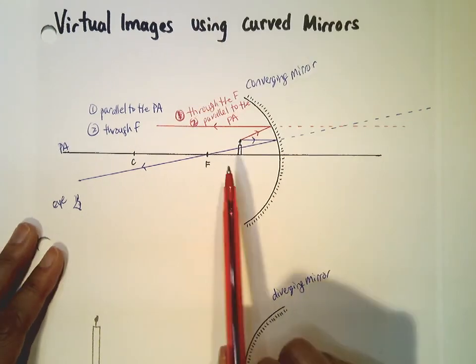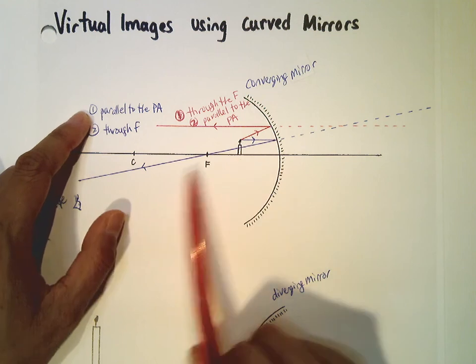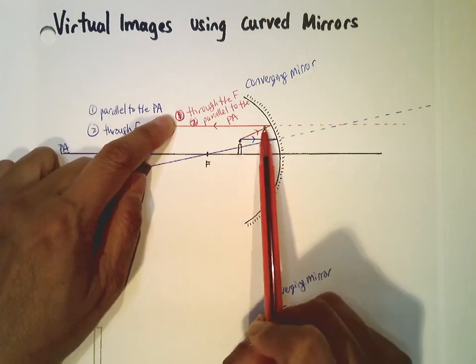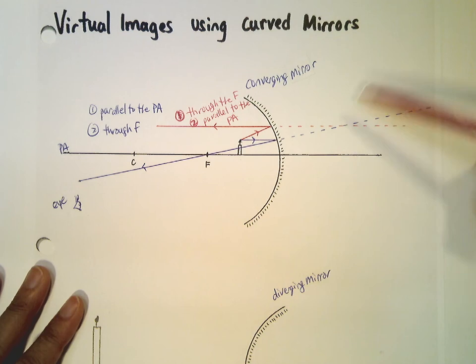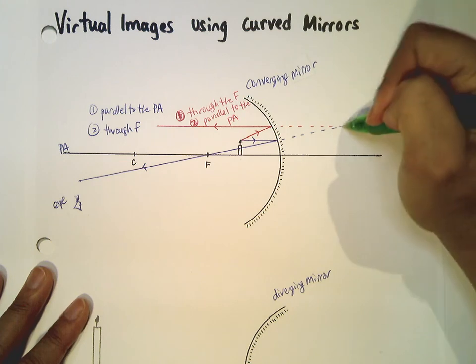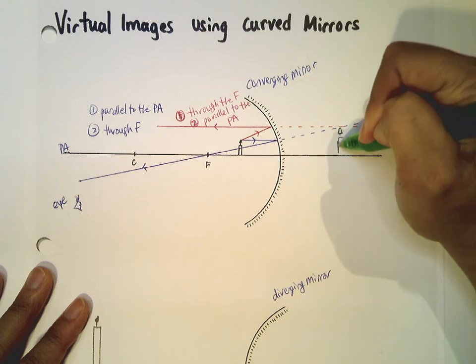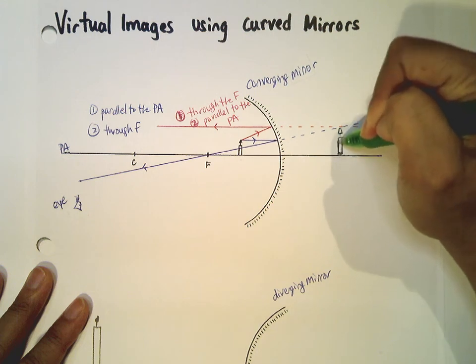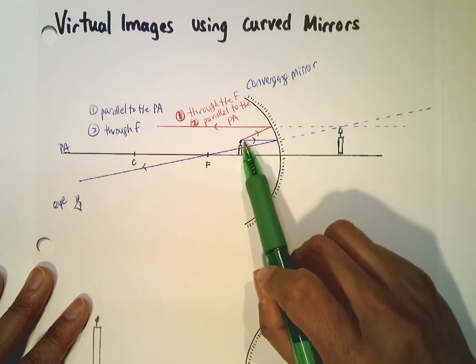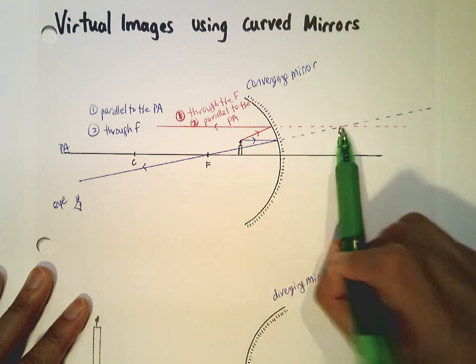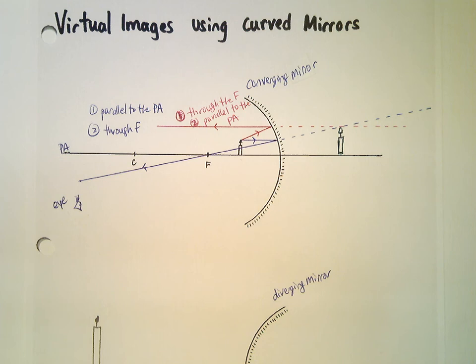So recap. Step 1: parallel, then through F. Step 2: through F, then parallel. Now, where those dotted lines intersect is where your image will be. So back here is going to be the image of the candle, which I will draw right here like so. That is the image of the candle, and since we drew it from the tip of the candle, wherever they intersect is also the tip of the candle.